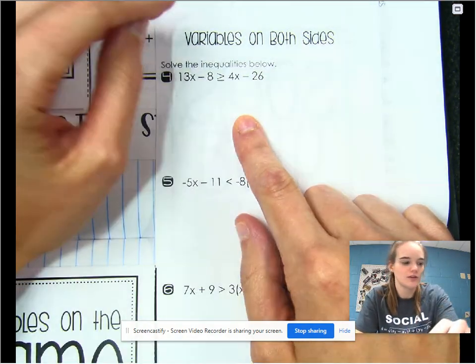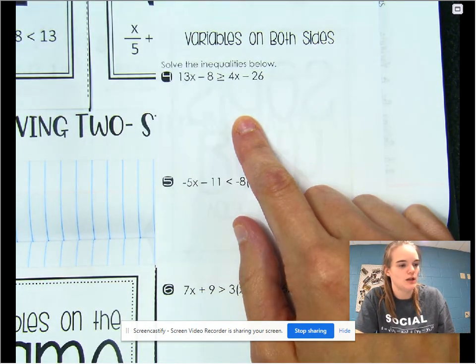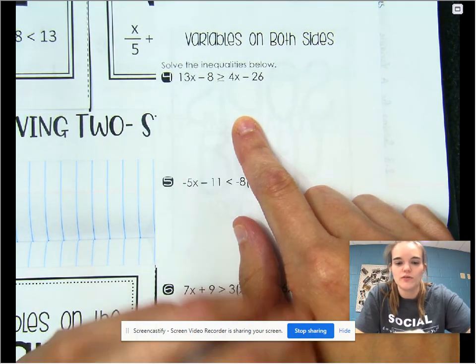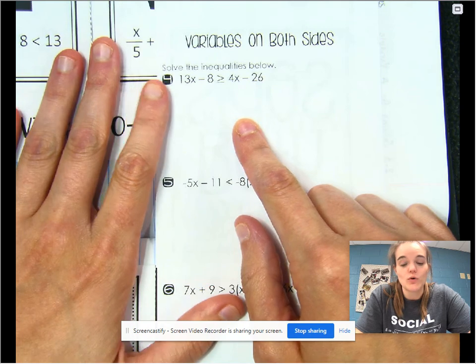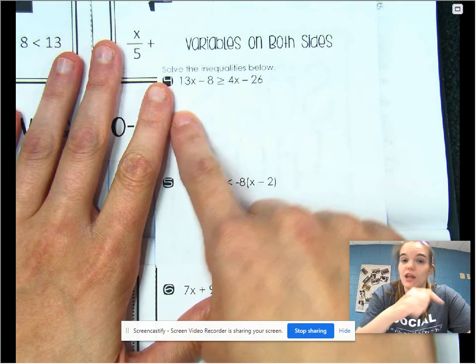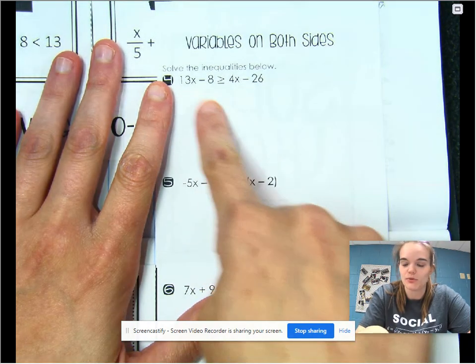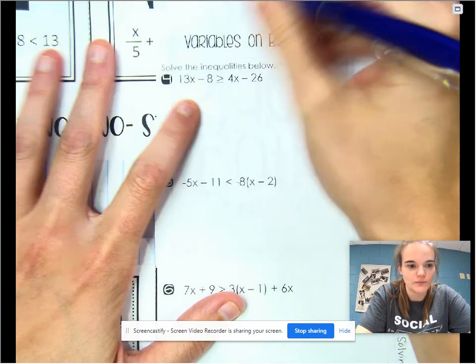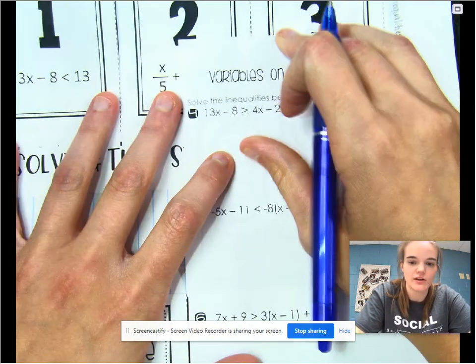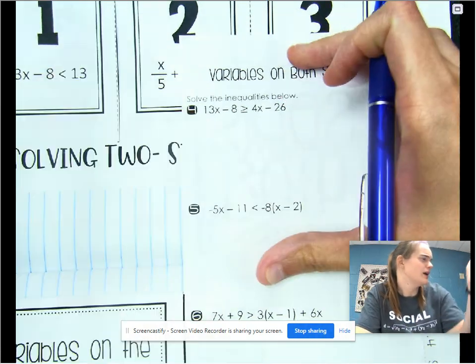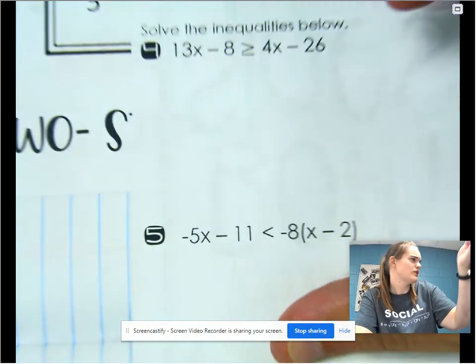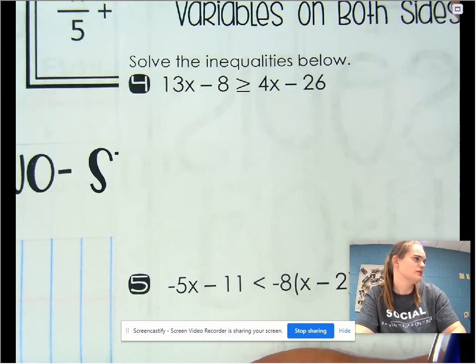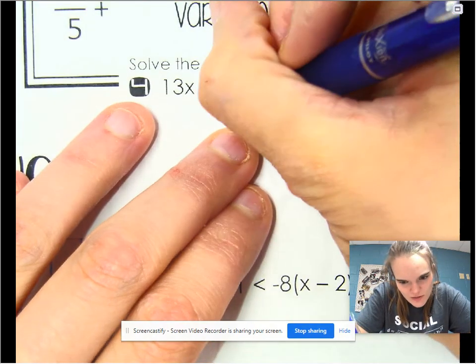So it says solve the inequalities below. In order to solve the inequalities below, I'm going to move all of the x's to the left like I did with equations and all the numbers to the right. So I'm going to go ahead and start with that. So I've got 4x here. Actually, put this down a little better. So I've got 4x, and I want to move it to the other side. It's already positive, so I'm going to subtract 4x.